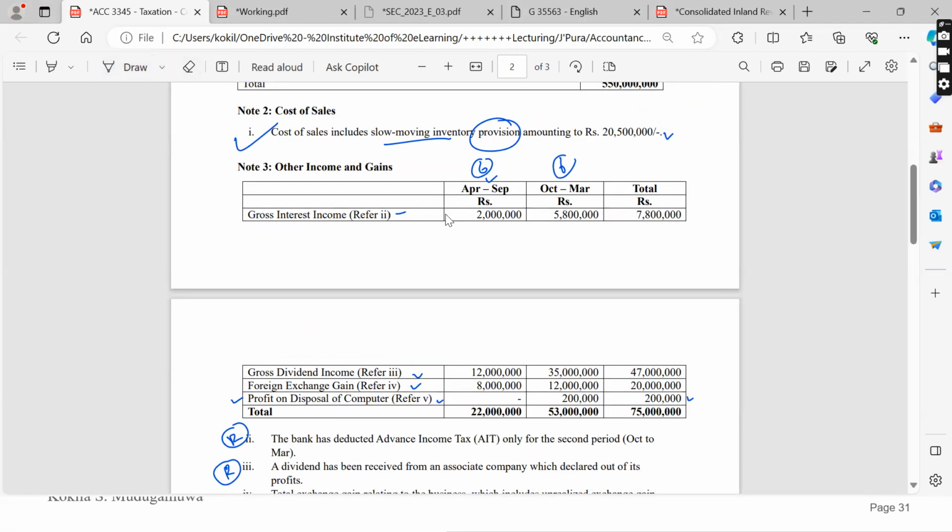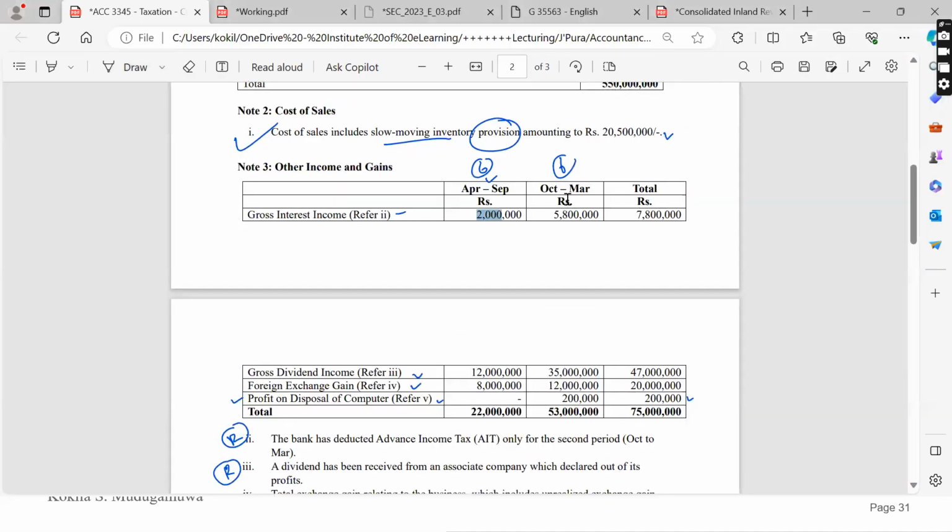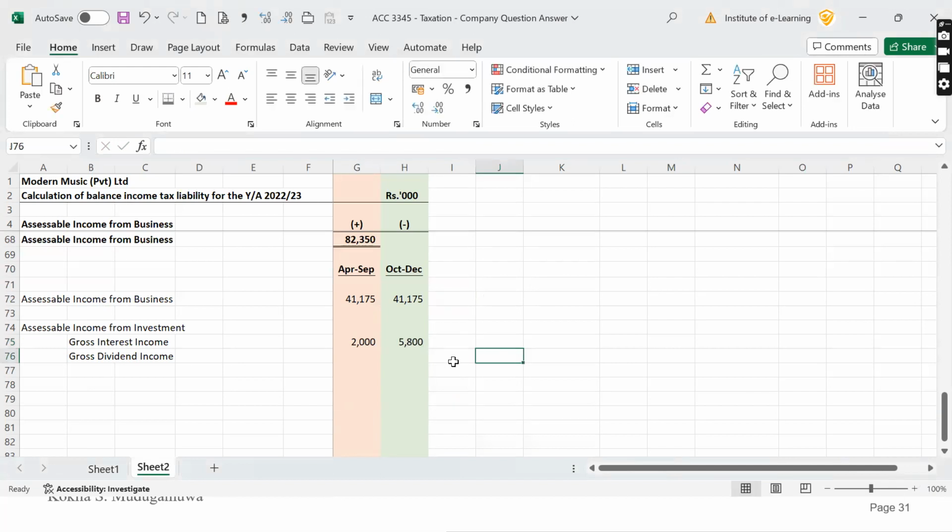For interest income, in the exams you will usually get the same split. For the first period, interest of 2,000, no tax deduction, gross interest, you have to consider here. For the second period, 5,800, which is in thousands, you have to consider. But you need to remember that for this period you have an advance income tax deduction by the bank at 5%. You have to remember that to get that particular credit at the end. For the second period the bank mandatorily deducts 5%, so then you can get that particular deduction.